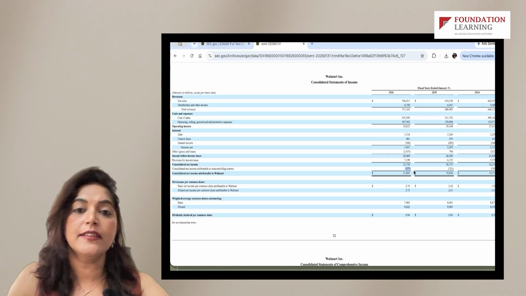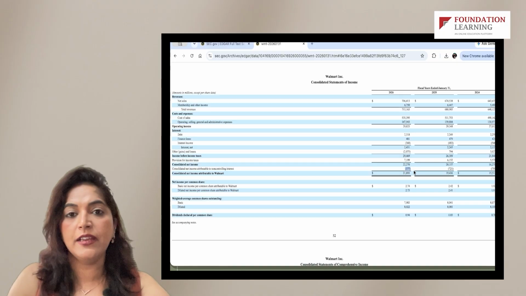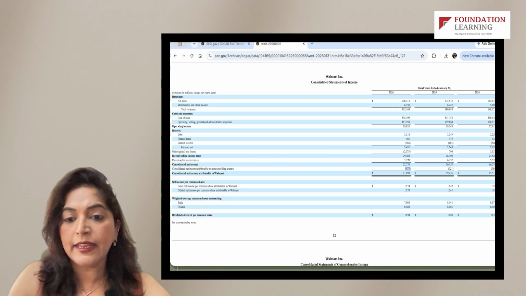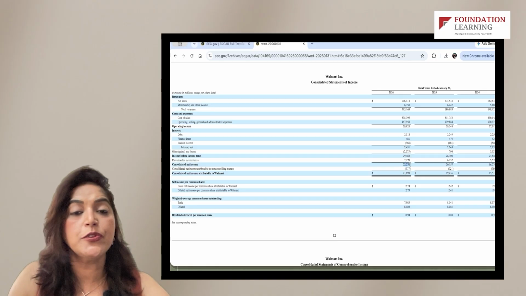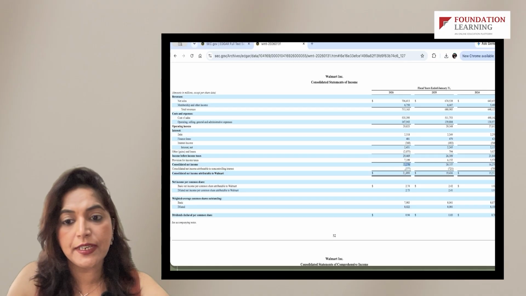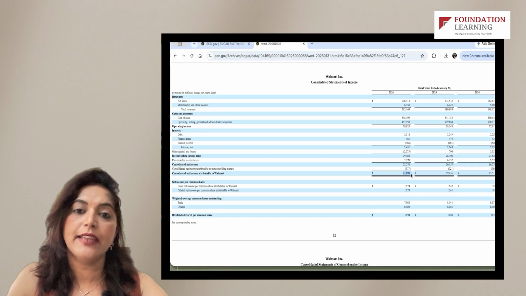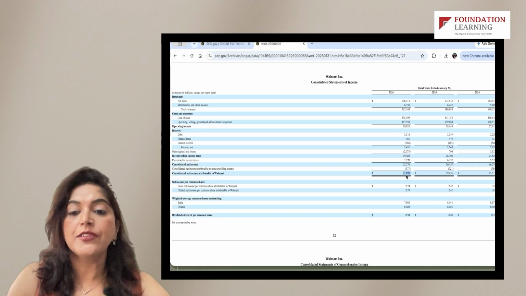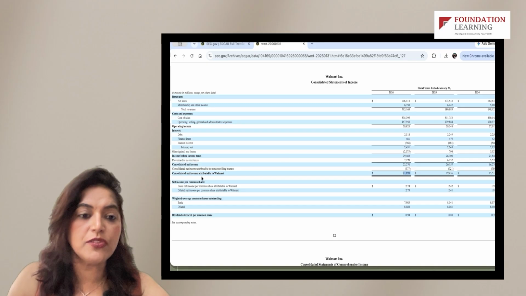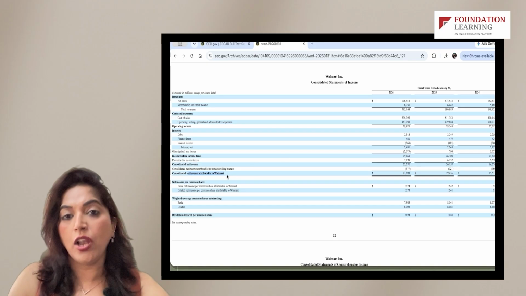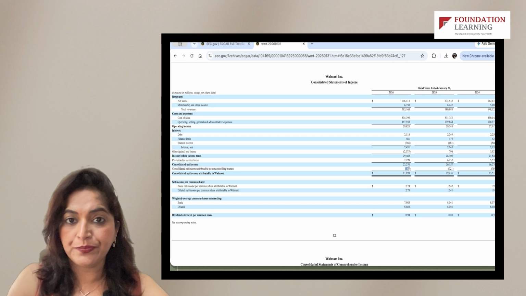Here in this case, it is $377 million. And from the net income of $22,270, when we deduct this 377, we arrive at 21,893, right? So this is the amount of net income which is attributable to Walmart. This 377 Walmart does not own, right?